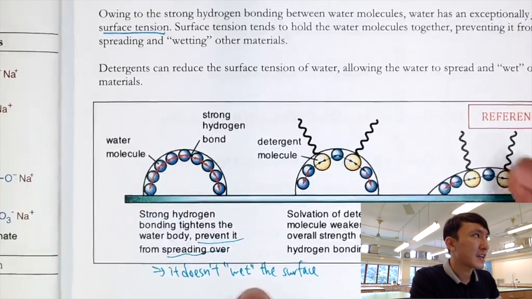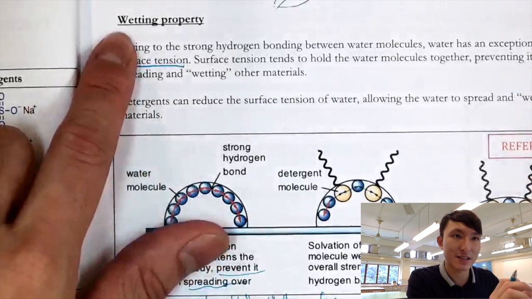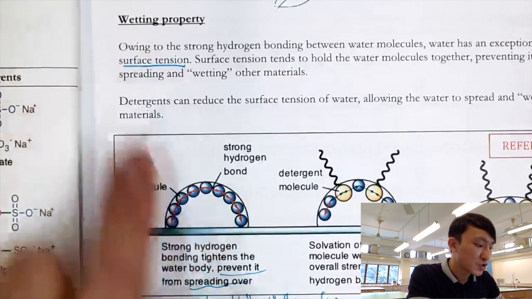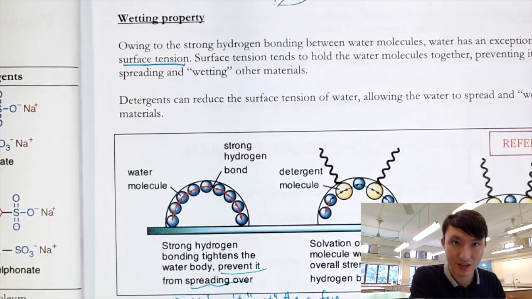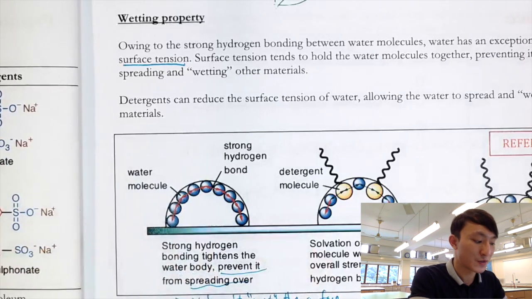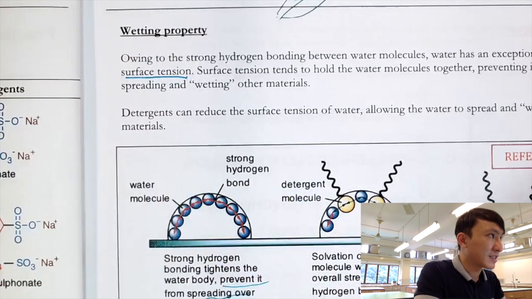But if you go back to the subtitle here, wetting property. Basically, the detergent has a property to make something wet. That means to prevent water from tightening up, the detergent will make things wet. By making things wet, it will reduce the surface tension, resulting in the water droplet being able to spread over the surface. So this is why it is called wetting property. Now look at the next diagram.